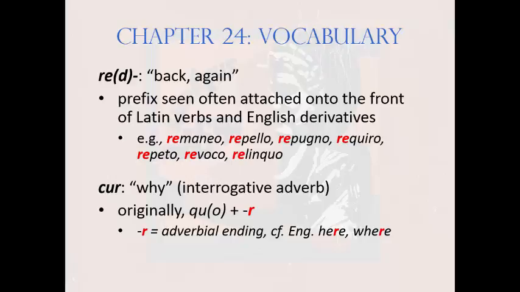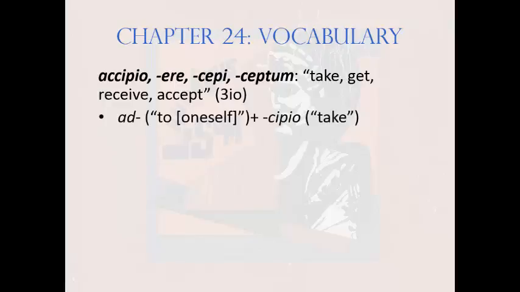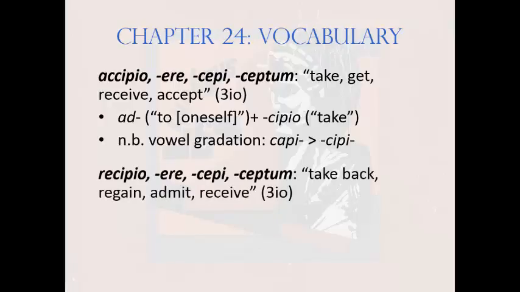Next on this vocabulary list follows a series of verbs, the first of which is accipio, accipere, accepi, acceptum, meaning take, get, receive, or accept. It belongs to the third io conjugation. This is clearly a compound formed by adding ad, meaning to or to oneself, to cipio, the vowel-gradated form of capio, meaning literally to take for oneself. The prefix ad really only intensifies the basic sense of capio. The next word is another compound of capio, this one using the prefix we just learned, re.